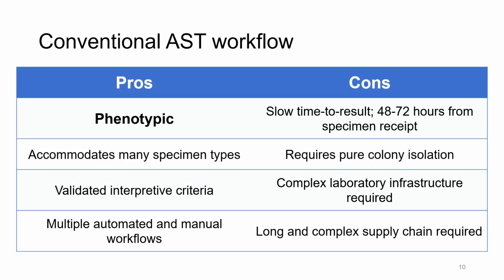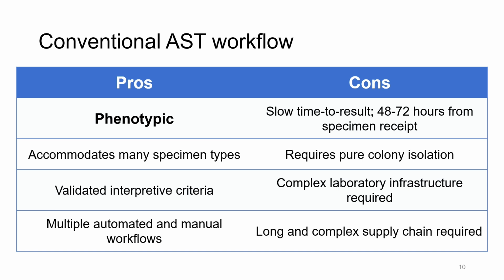So the real pros of the conventional workflow are the fact that it's super flexible. So you can put in almost any specimen type because you're going to start by isolating a pure colony and then you're going to put it into your AST. And it's also very well, we have a lot of experience with it. There's some good validated interpretive criteria, lots of different workflows, and it's phenotypic, which is super important. So phenotypic meaning we put the bug with the drug and we see what happens, as opposed to making assumptions based on resistance genes, for example, simply because we don't have a clear enough understanding of those genetic inputs in the bacteria yet to be absolutely sure that we're doing the right thing if we pick a certain bug-drug combo.